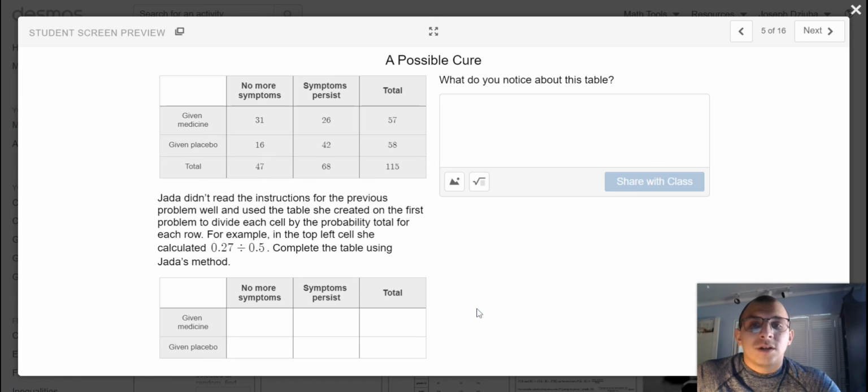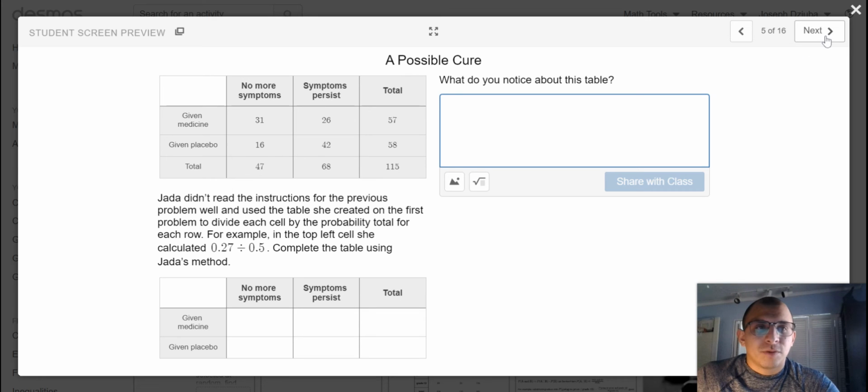Jada decided to do an alternative strategy because she didn't read the instructions for the previous problem well, and used the table she created on the first problem to divide each cell by the probability total for each row. For example, in the top left cell, she calculated 0.27 divided by 0.5. Complete the table using Jada's method. What do you notice about her table in particular?